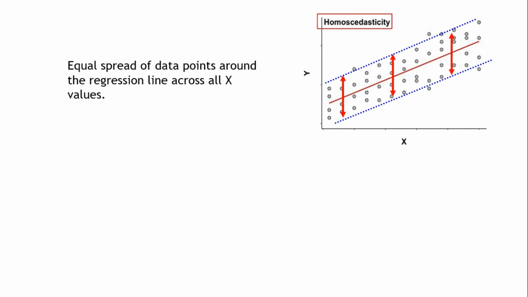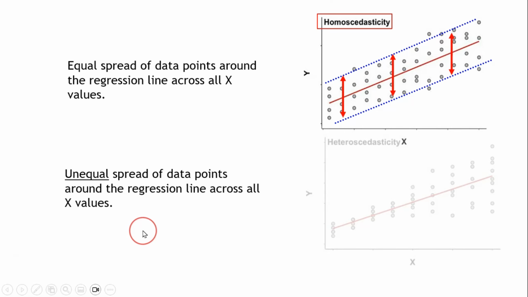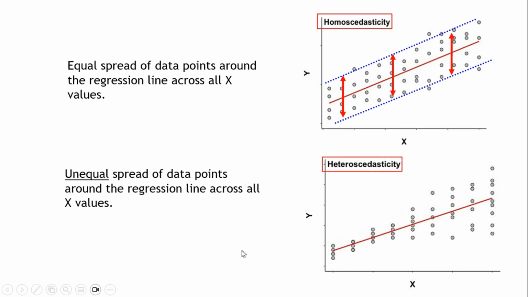Here's a case, though, where you would not meet that assumption. So you have unequal spread of data points around the regression line across the x variable. And that would look something like this on the right. This would be heteroscedasticity. And you can see that down here in the lower part of the x variable, the data points are fairly close to the regression line. But as you move to higher values of x towards the right, the data points become more and more spread out around that red regression line.